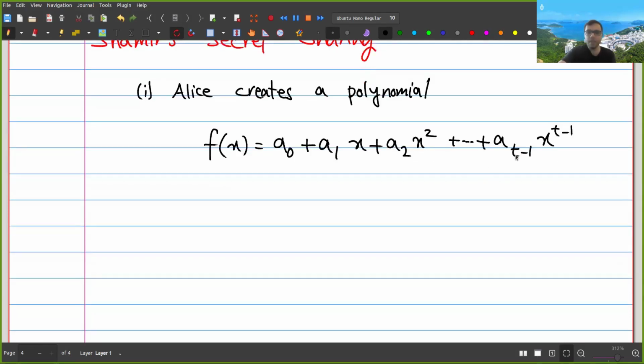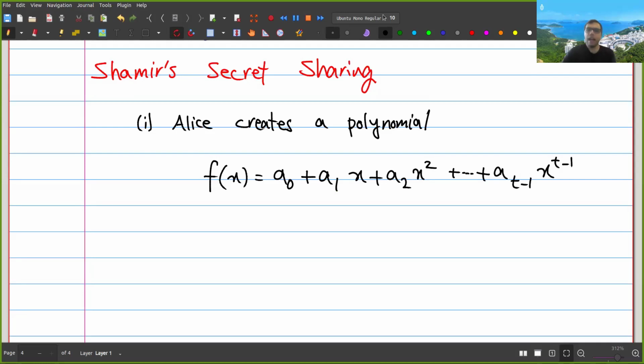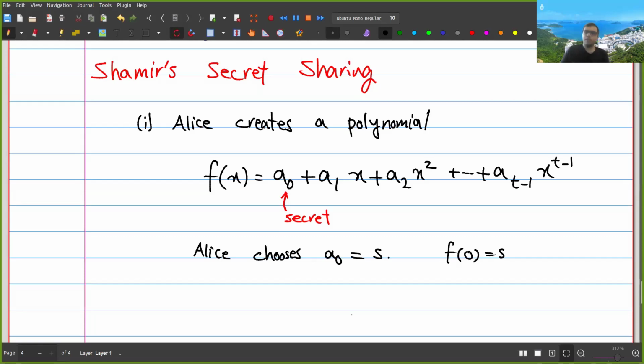Now, Alice would put her secret in a0. This is the secret. So Alice chooses a0 to basically be her secret S. Immediately this would mean that f of 0 is the secret, because f of 0 is just a0. If x is 0, all of these things cancel out, and f of 0 is the secret.